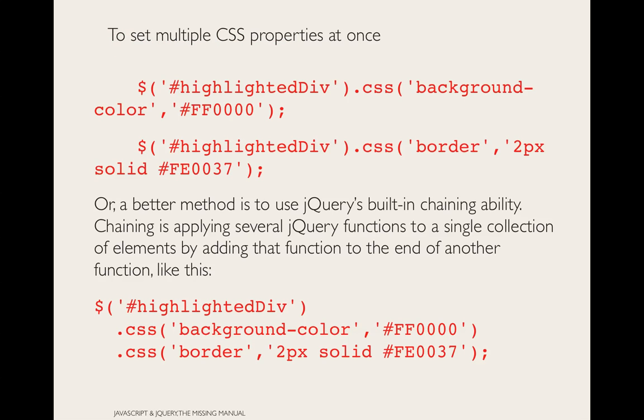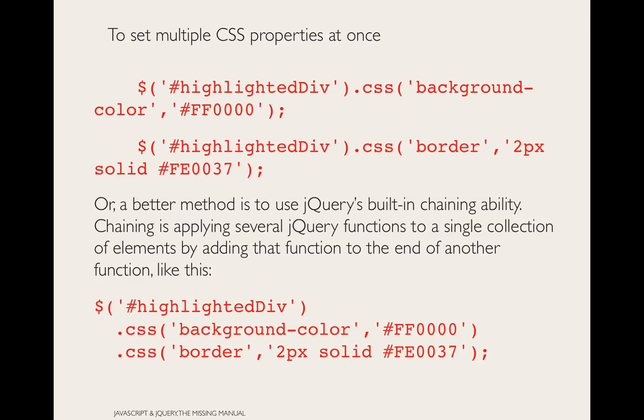To set multiple CSS properties at once, you can do them one at a time. There's nothing wrong with that. Nothing wrong at all. But a little bit easier, at least more efficient, more economical way of doing it is to use jQuery's built-in chaining ability.